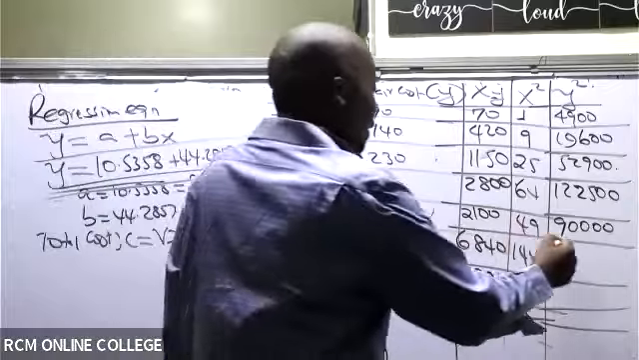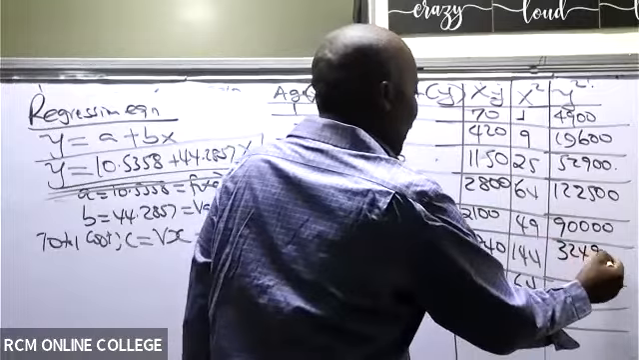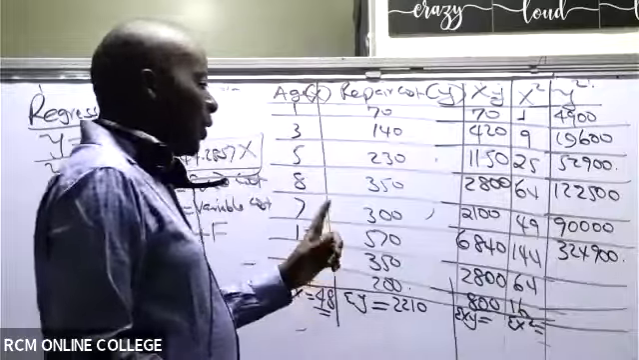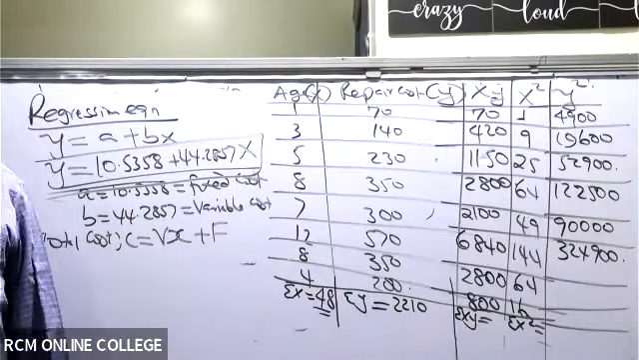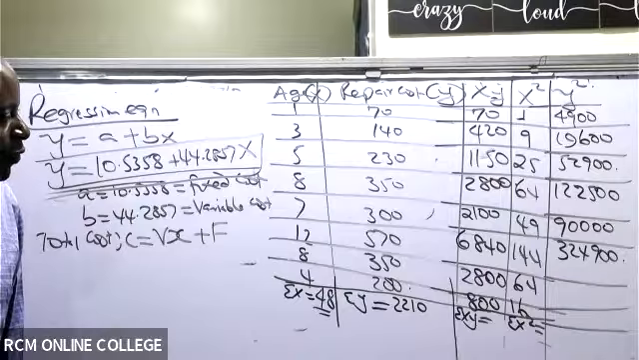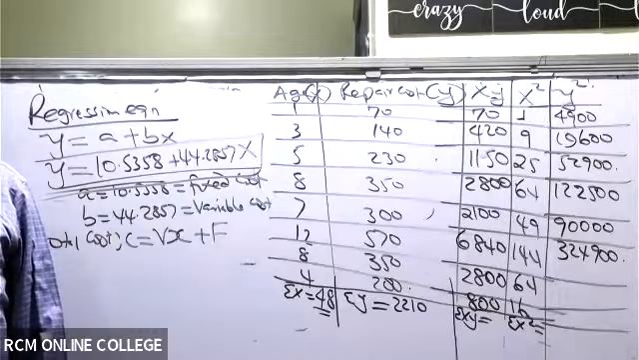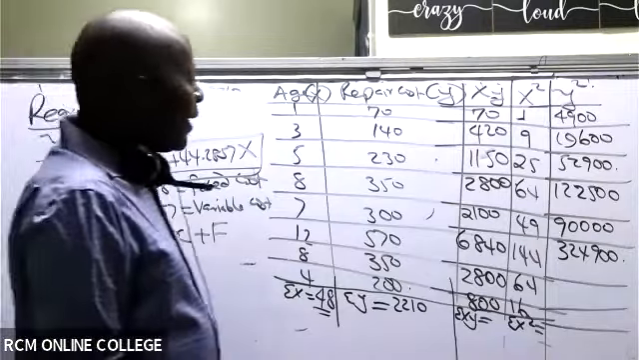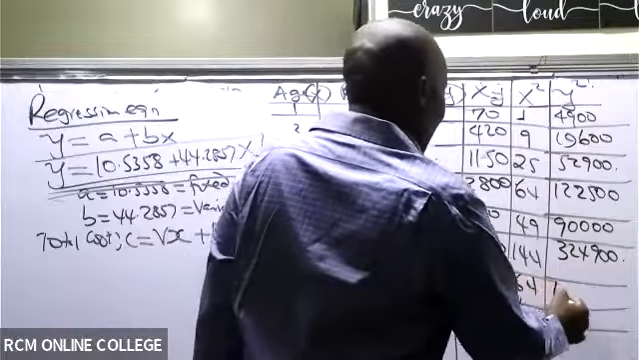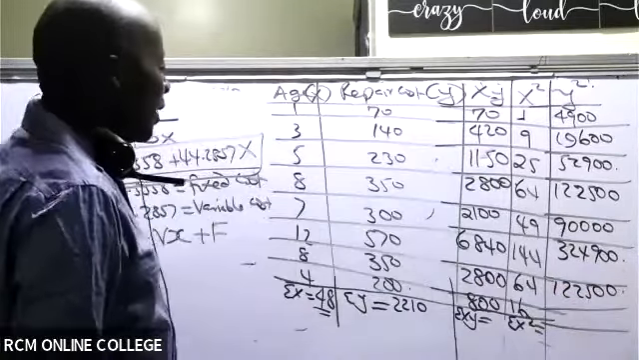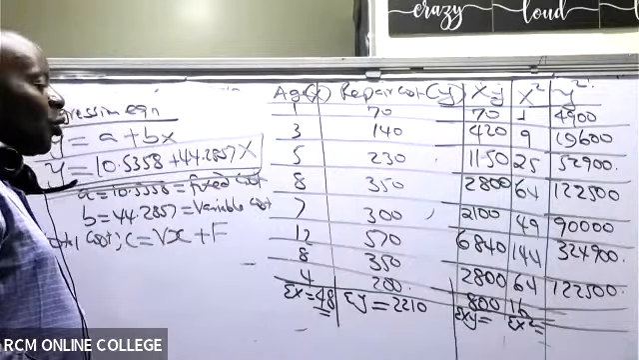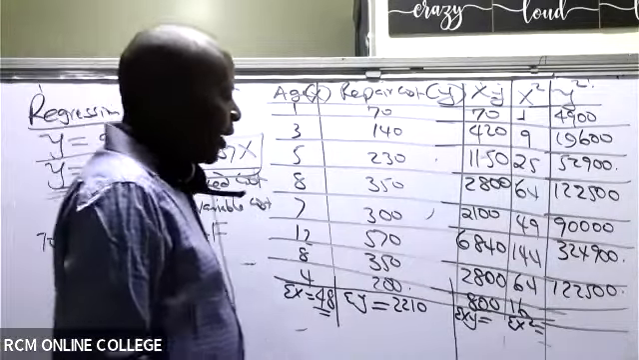324,900. So this gives me 324,900. And then we have 350 squared. I think I had it somewhere, 350. Nope. But we shall overcome. 122,500. Ah, it's here, yes. 122,500. And then now lastly, it is 200 squared.